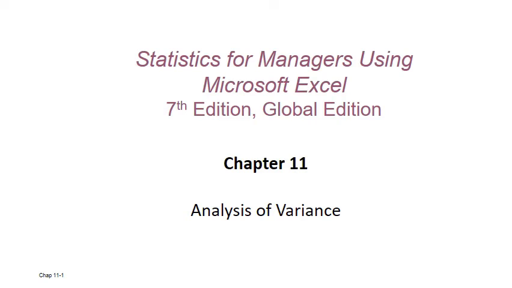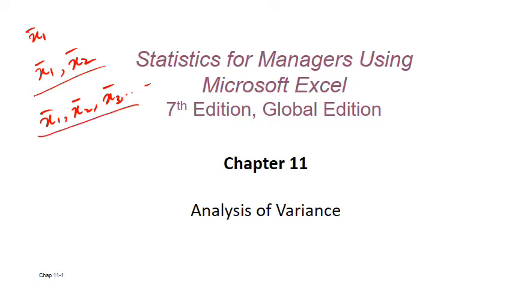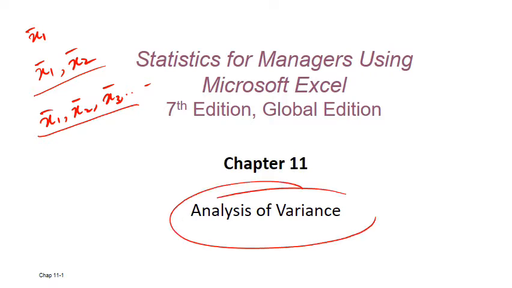So this is our 11th chapter, analysis of variance. Analysis of variance means that we will discuss the difference among the different means. For example, in chapter 9 we discussed a single mean. In chapter 10 we were discussing two means. But how about if we have more than two means? To discuss the variation among different means, we use analysis of variance.